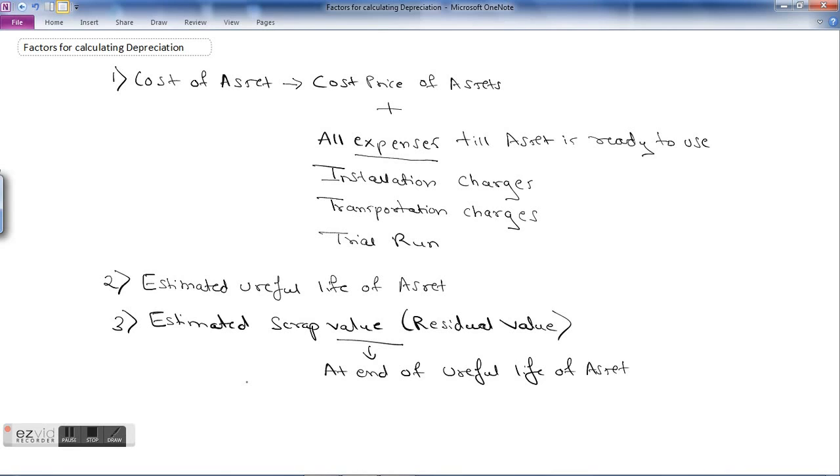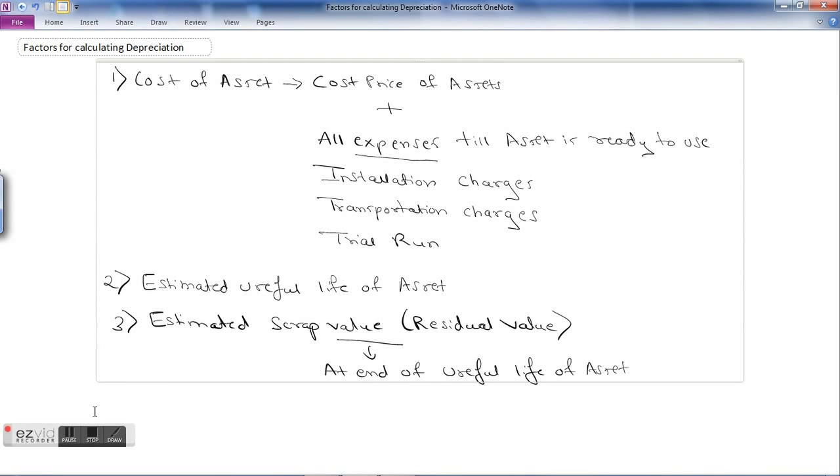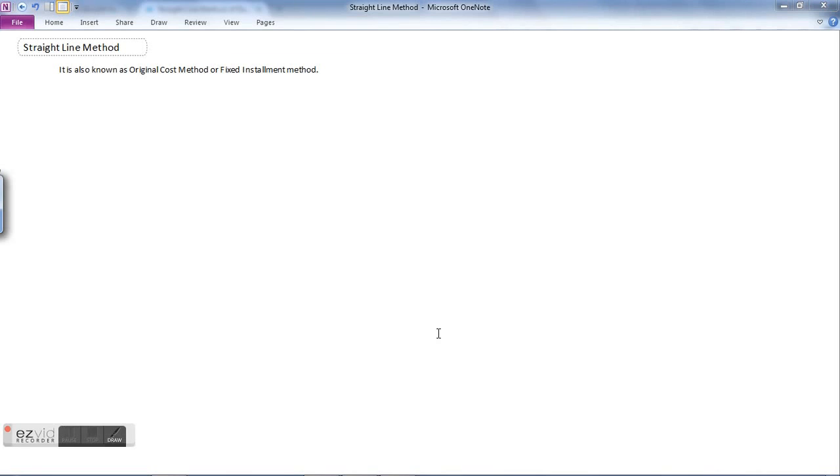Now let's move on to different methods of depreciation. The first method of depreciation that we will be learning is the straight line method. It is also known as the original cost method or fixed installment method. According to this method, an equal amount is written off every year during the working life of an asset, so as to reduce the cost of the asset to either nil or residual value at the end of its useful life. It means an equal amount of depreciation is charged, or written off, from the cost of the asset.